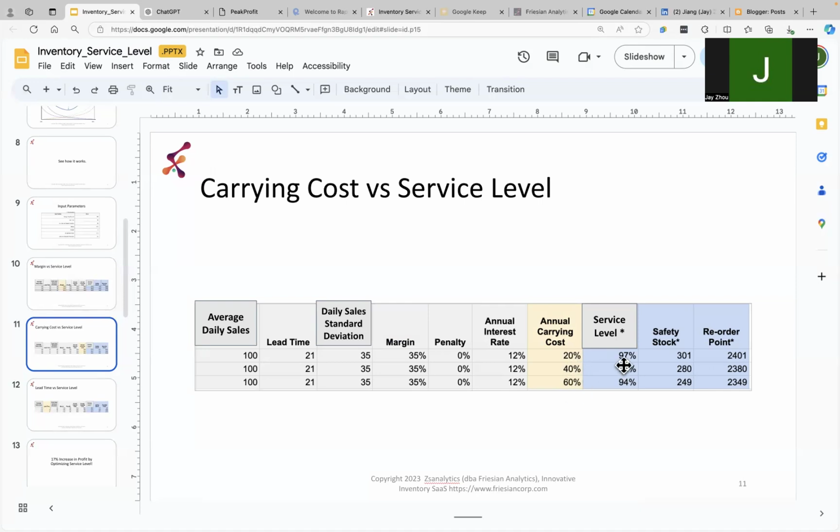And then we can see carrying cost can affect service level, right? If it's a very stable item, not much carrying cost, service level is highest, 97, versus if it's 40% carrying cost, it's 96% service level, right? If it's 60%, the service level should be lower. This totally makes sense, right? Because everything else being the same, the more costly to keep something, you don't want to keep many of them. That's to your best interest in terms of maximizing profit.